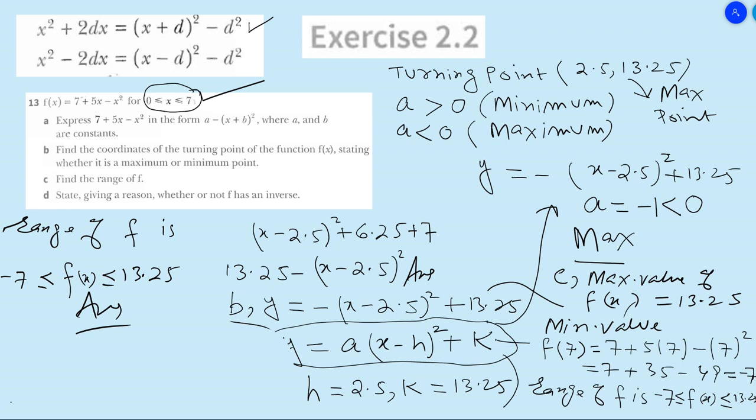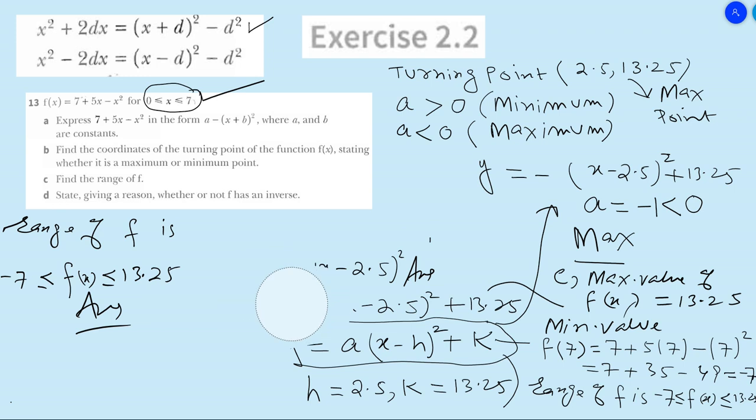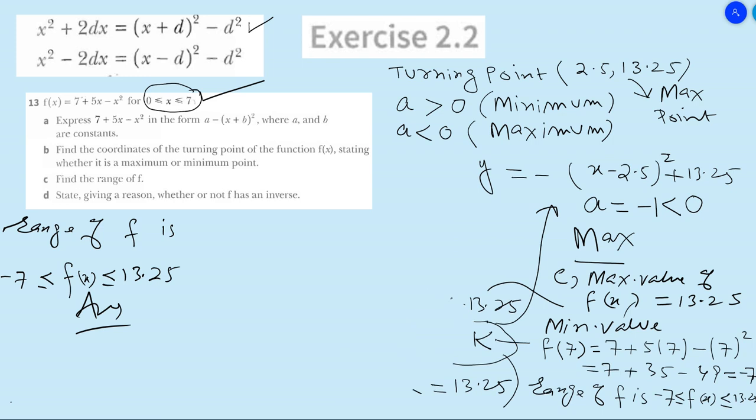Now come to part D. Part D is: state, giving a reason, whether or not f has an inverse. Obviously, f has no inverse. Why? Because our function is in the form of a quadratic. Like our answer of part A, which is 13.25 minus (x minus 2.5) whole square.